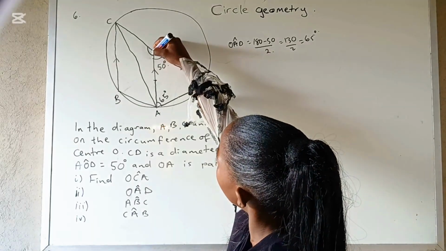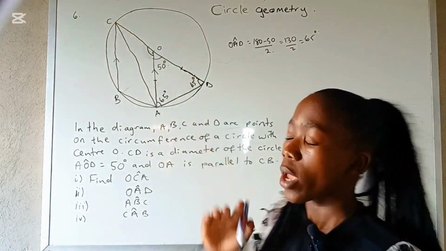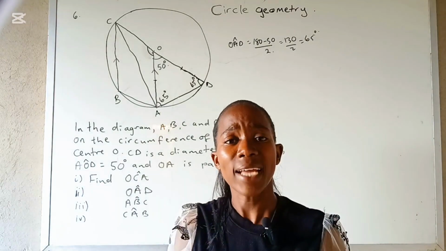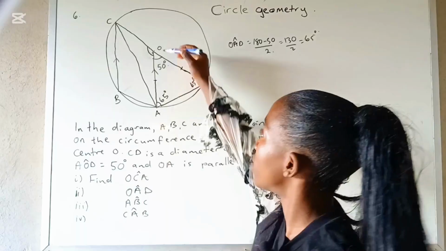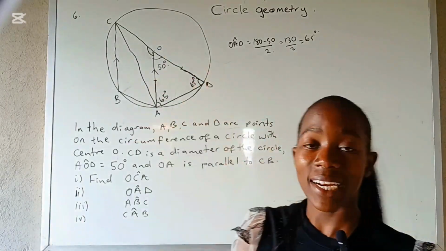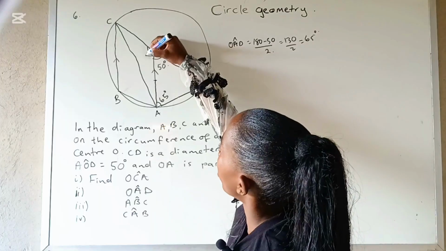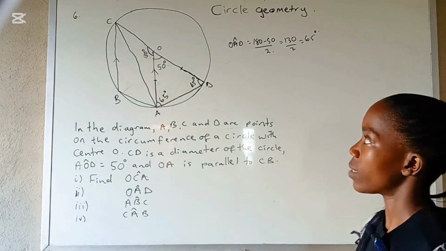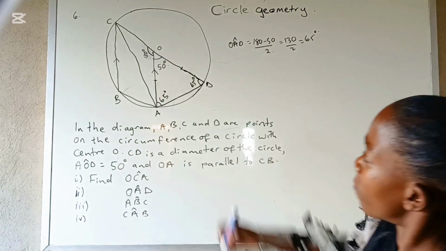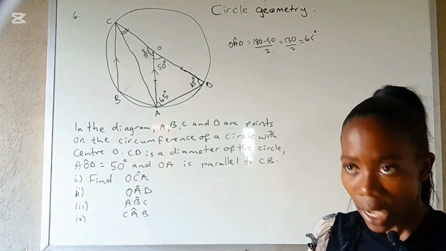I can find this angle, right? This line is a straight line. So angles on a straight line add up to 180 degrees. So to find this angle, you say 180 minus 50, right? So it implies that this is 130 degrees, right?